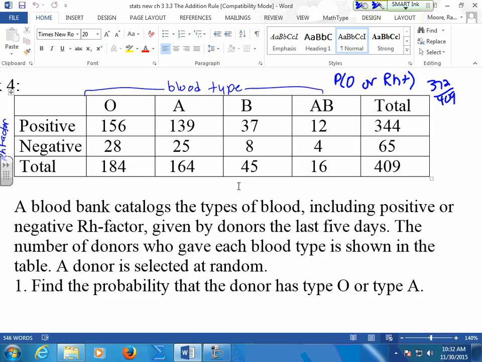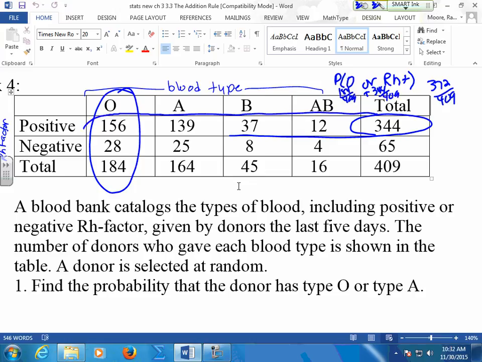Your probability of an O is 184 over 409. Your probability of a positive is 344 over 409. And this is going to be way, way too big. Those totals will be over 409, over 1. Here's your overlap right here. See it? Where both of these cross. Minus 156 over 409.